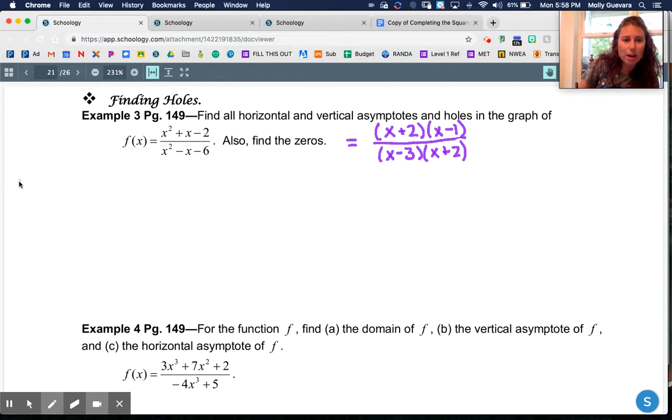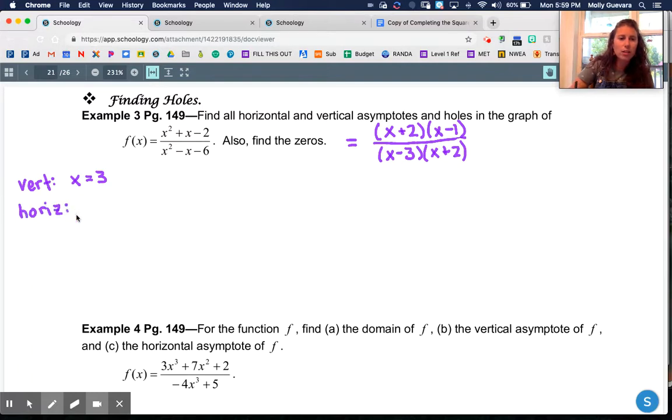So now I can find my vertical asymptotes, right? Positive 3 is a 0 on the bottom. Is it also a 0 on the top? No. So x equals 3 is a vertical asymptote. Negative 2 is a 0 on the bottom, but is that also a 0 on the top? Yes. So it's not a vertical asymptote. It's actually going to be a hole, but we'll do that in a second.